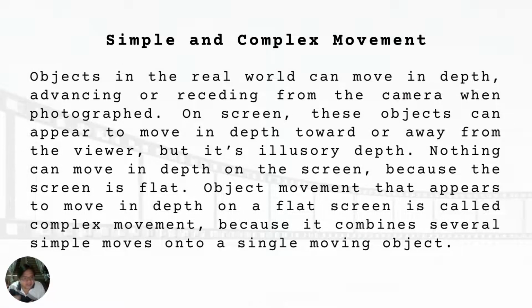Nothing can move in depth of the screen because the screen is flat. But object movement that appears to move in depth on a flat screen is called complex movement. So when something comes from afar, it's not really moving in depth, it's actually a complex movement, because it suggests a visual progression from a point to a two-dimensional object. So it creates complex movements.